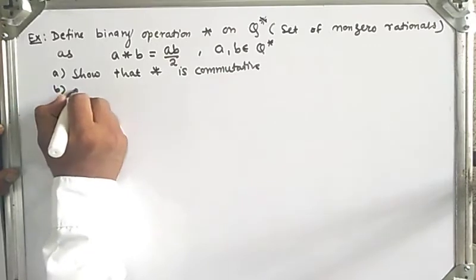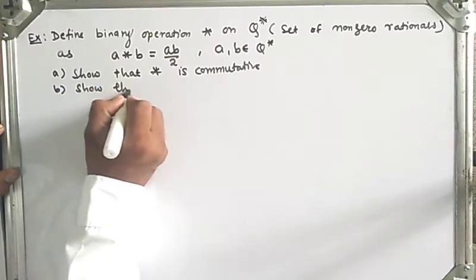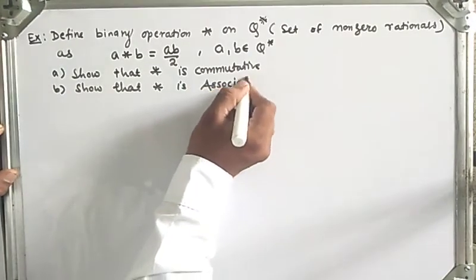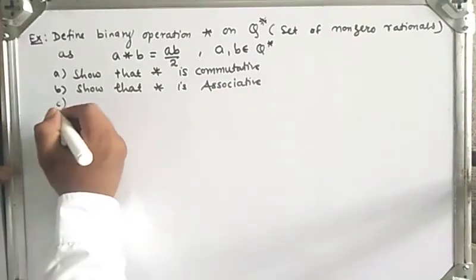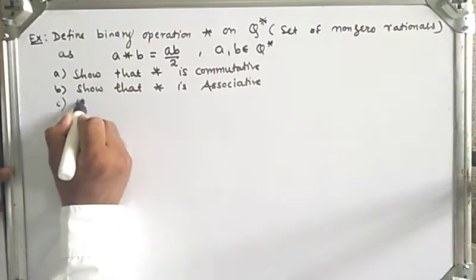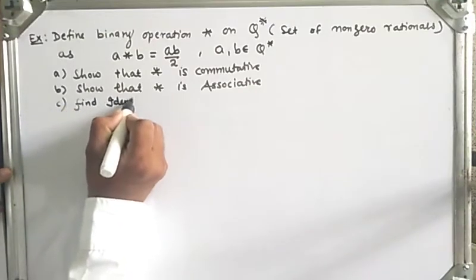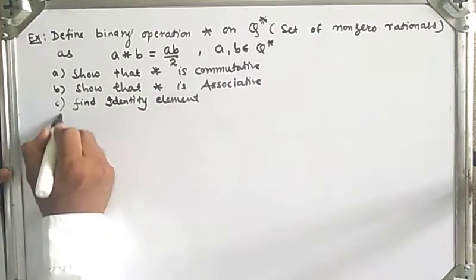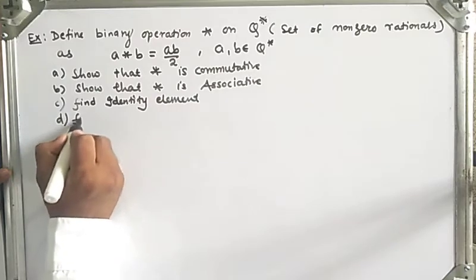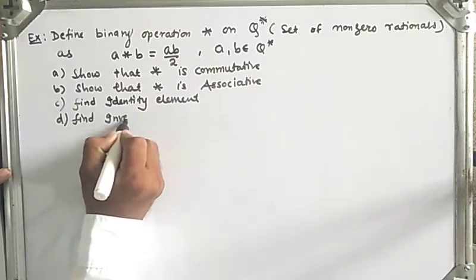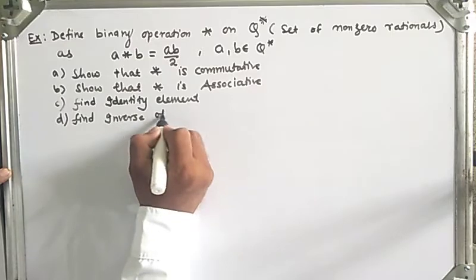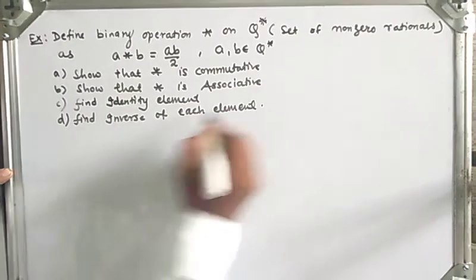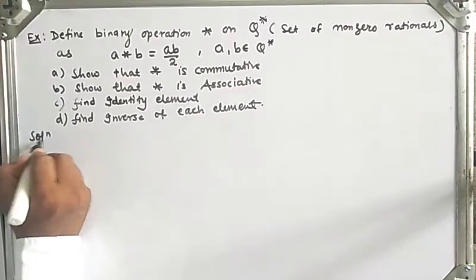Second, show that star is associative. Third, find the identity element. And last, find the inverse of each element. So let's see the solution.